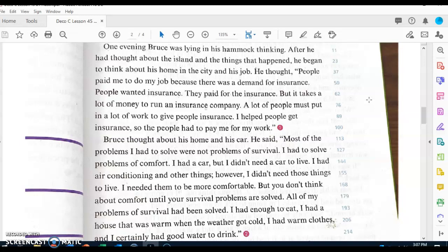I had air conditioning and other things. However, I didn't need those things to live. I needed them to be more comfortable. But you don't think about comfort until your survival problems are solved. All of my problems of survival had been solved. I had enough to eat. I had a house that was warm when the weather got cold. I had warm clothes, and I certainly had good water to drink.